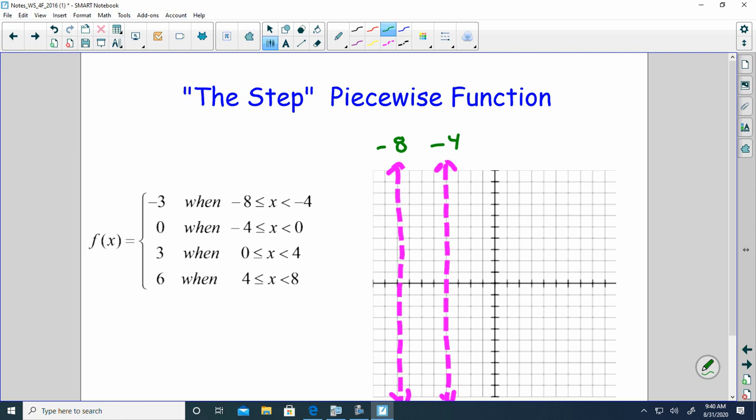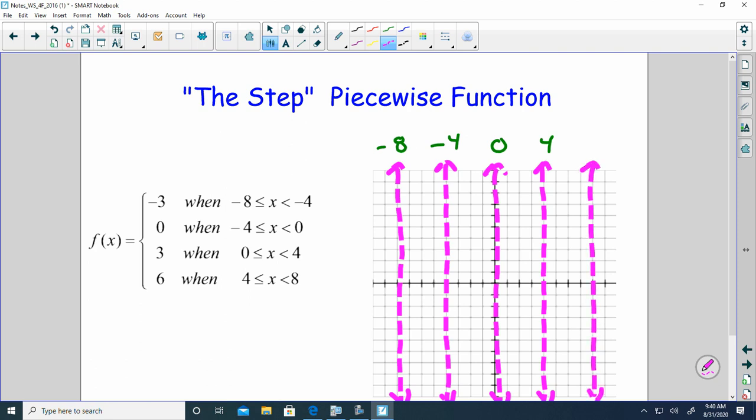We already have the -4 on the other one, then I'm going to have it 0, which is right here. And then next one looks like 4, so 1, 2, 3, 4. And then it looks like I'm at 8 for my last one. So 5, 6, 7, 8. So we're going to have parts of the graph that are in between each of those.